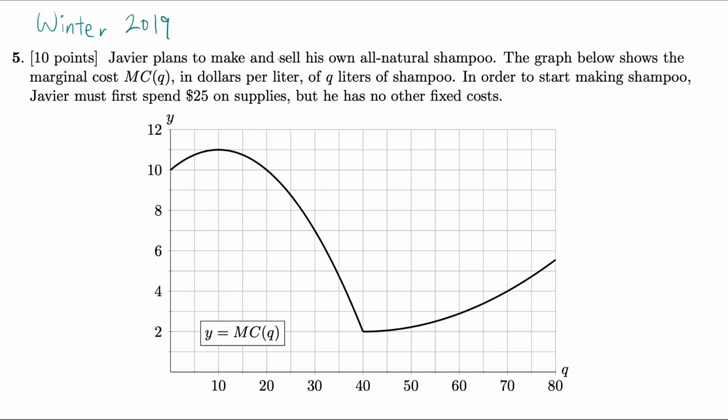Xavier plans to make and sell his own all-natural shampoo. And here the graph below gives us the marginal cost, MC of Q, in dollars per liter, of Q liters of shampoo. So there are already a few things to pay attention to.